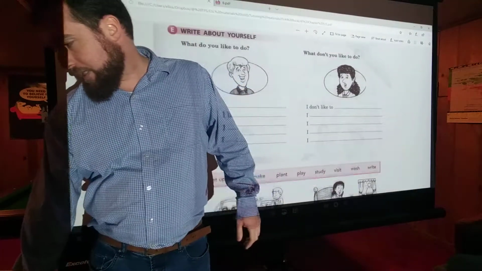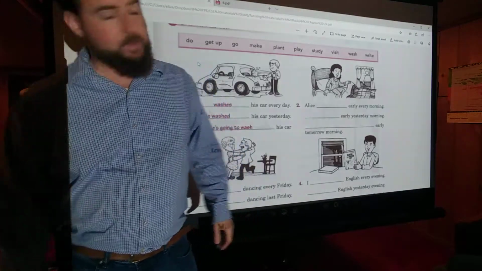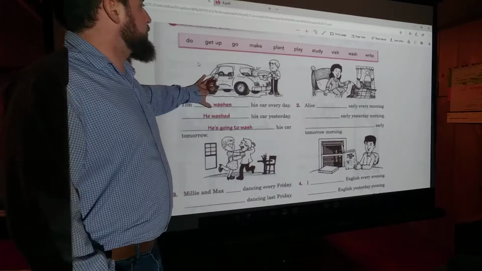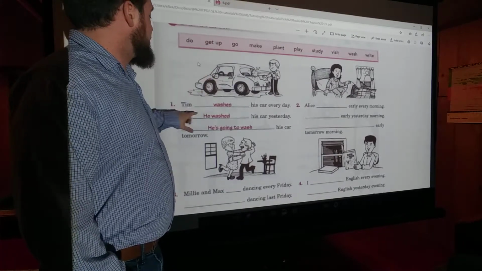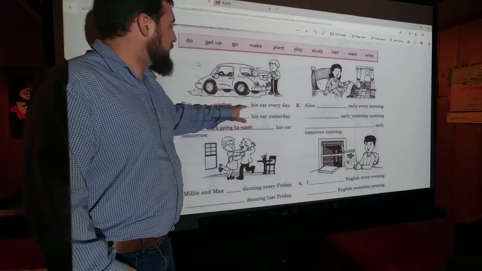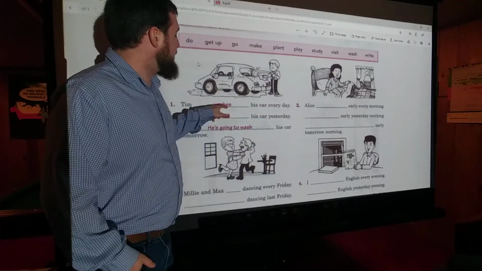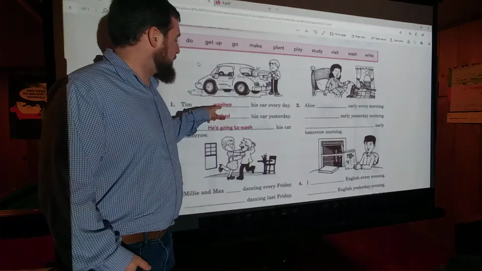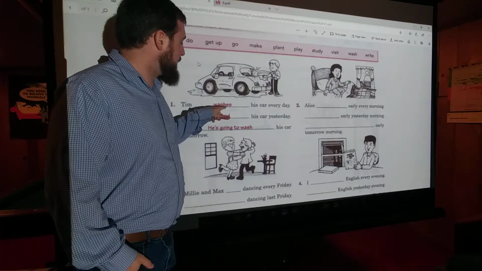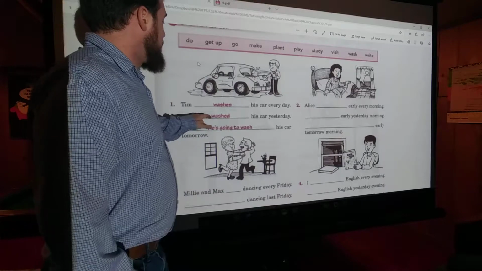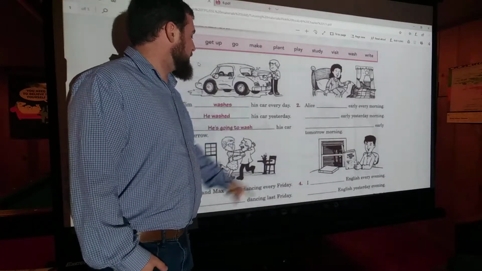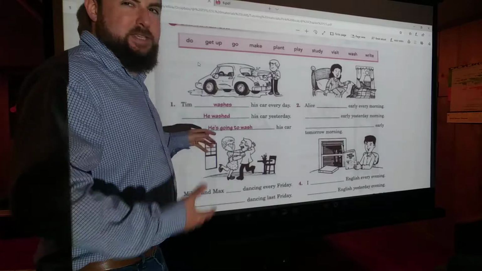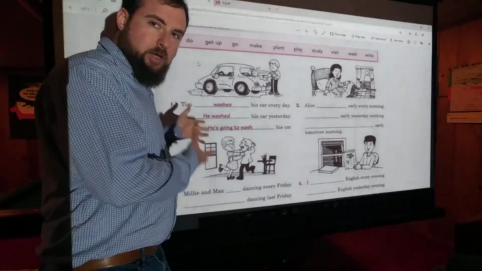And then when you get to this next one, the same thing. We're practicing our tenses. So we've got a picture, and then we're going to use all our different tenses. So Tim washes his car every day. Note we have the ES, because some words are special like that, especially if they have the two consonants together at the end. He washed his car yesterday. He's going to wash his car tomorrow.